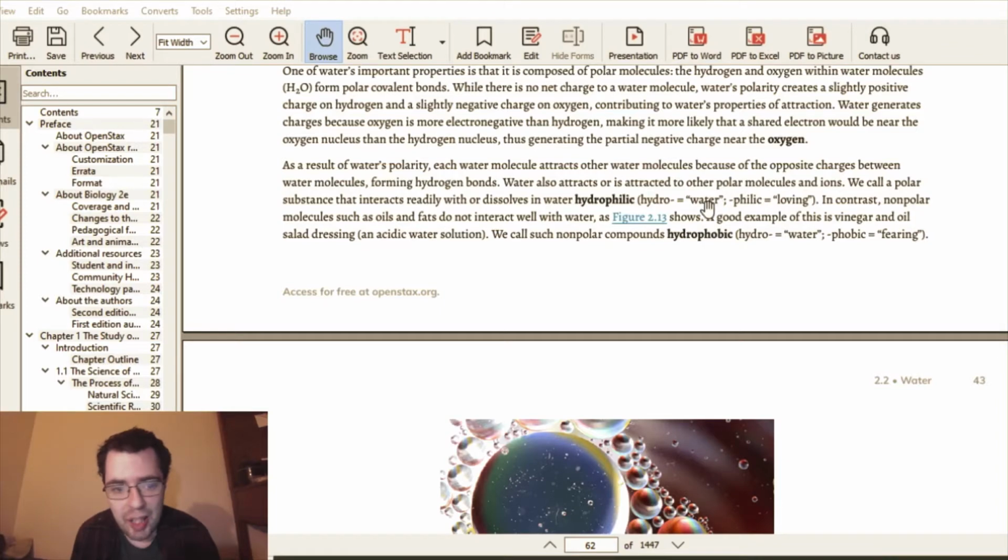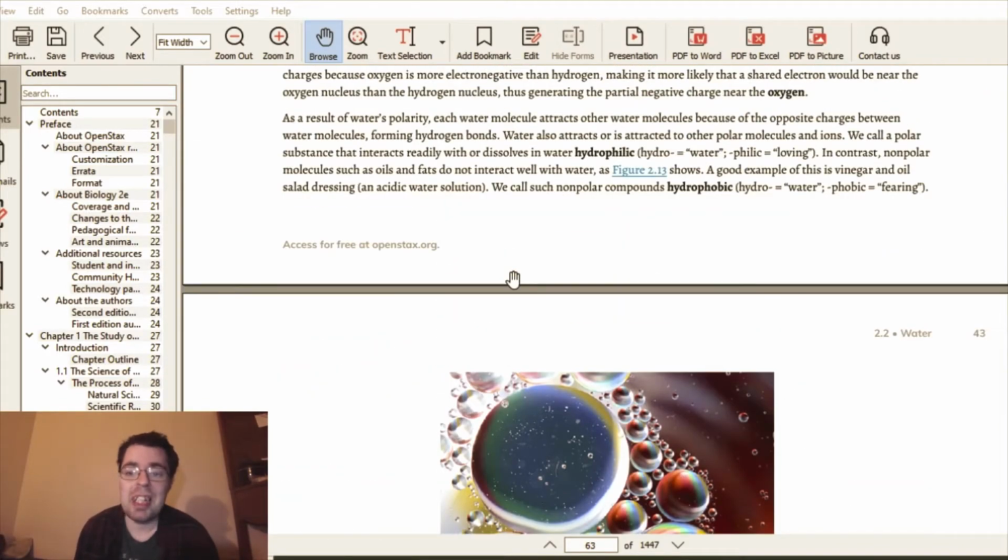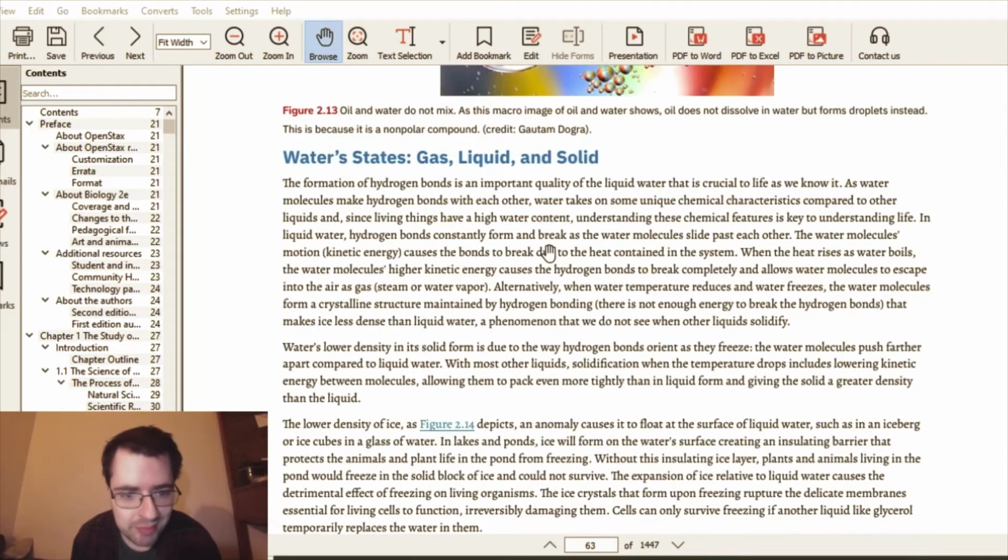We call a polar substance that interacts readily with or dissolves in water hydrophilic. Hydro meaning water and philic meaning loving. In contrast, nonpolar molecules such as oils and fats that do not interact well with water, like vinegar and oil in salad dressing, are called hydrophobic. Hydro meaning water, phobic meaning fearing. So basically, if it dissolves in water, it's hydrophilic. If it does not dissolve in water, and kind of floats on it or sinks in it, it's hydrophobic.